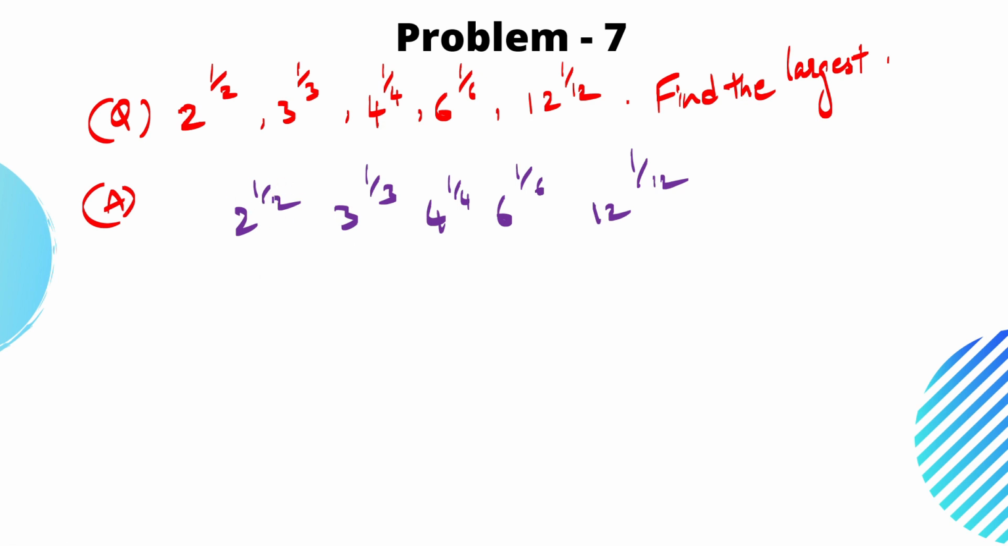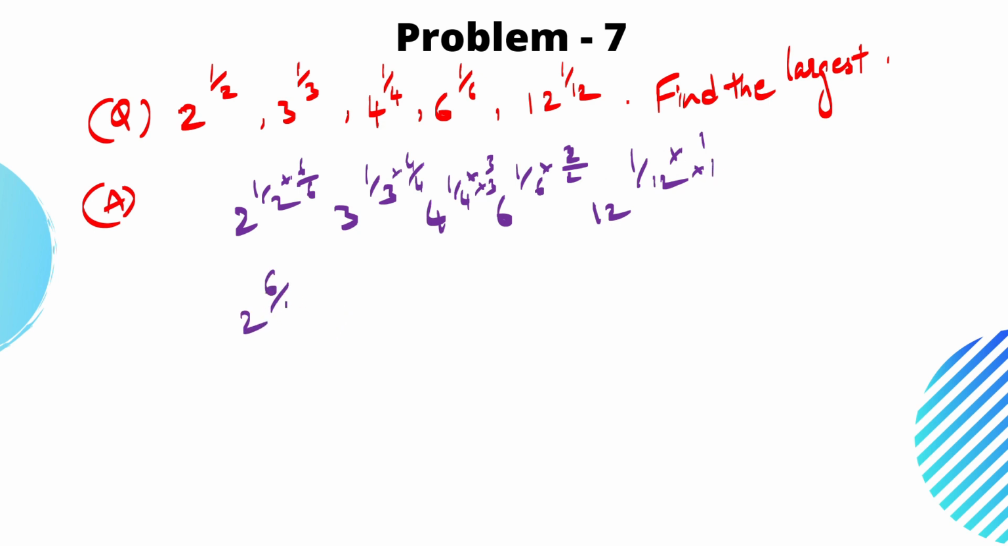Alright, for 2 power 1 by 2, there is no way to make the bases equal. The only way is to make the exponents equal. How can we make the exponents equal? Just multiply the numerator and denominator of 1 by 2 with 6, this one with 4, this one with 3, this one with 2, and this one with 1, so that everything will be in the power of 1 by 12.